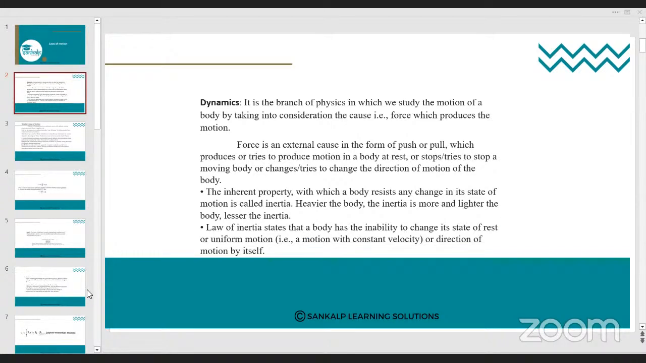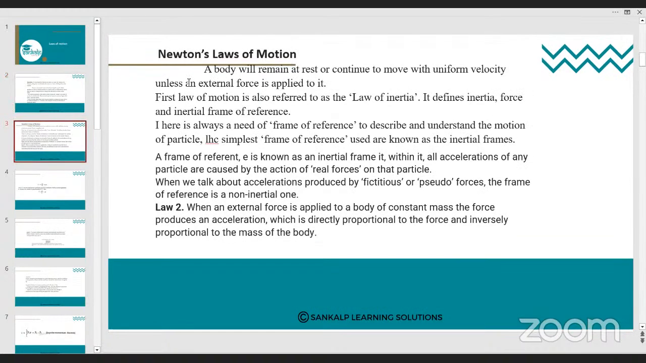Next point. Okay, third type I forgot to tell you, that is the inertia of direction. So what is inertia of direction? In inertia of direction, here what is happening, that is the body will show opposition to change the direction.